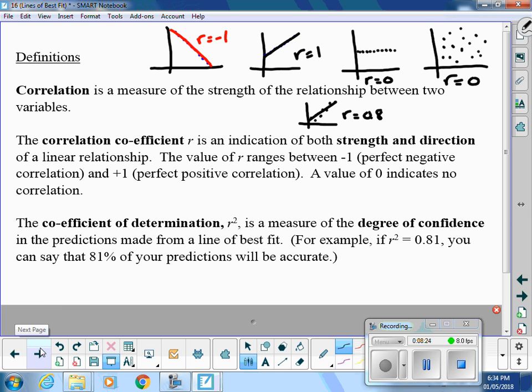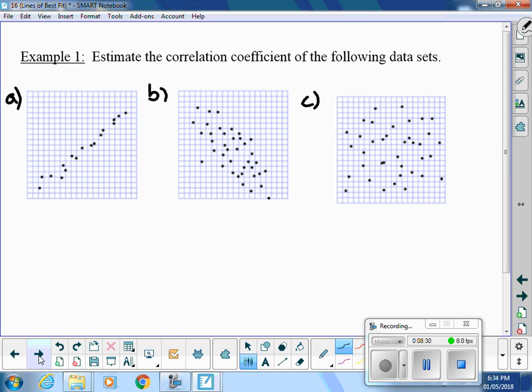So for example 1, just make a really rough sketch of this in your notes. It doesn't have to be terribly accurate here. I just want you to estimate what you think the correlation coefficient might be on these scatter plots. So maybe pause the video here for about a minute or two, discuss, and then we'll resume.